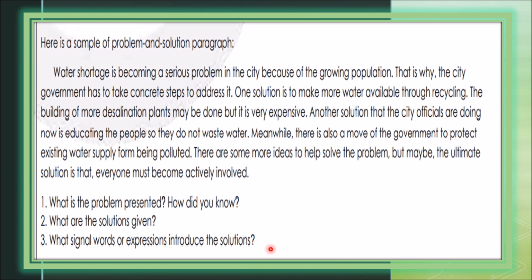What signal words or expressions introduced the solutions? Okay, because of this word, solution. And what else? To solve the problem, like that. Solution, to solve, to help, those will be the signal words or expressions that introduce the solutions. Do you understand? Well, good job, kids.